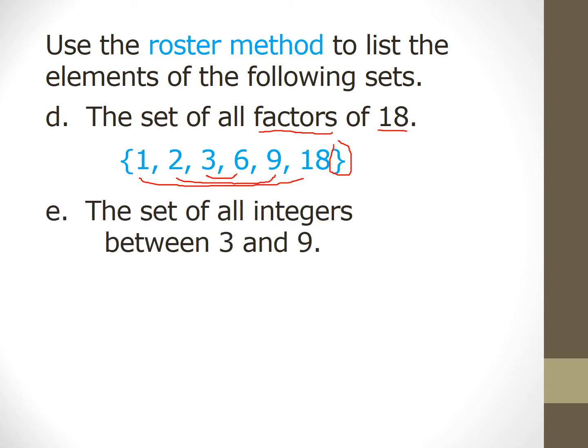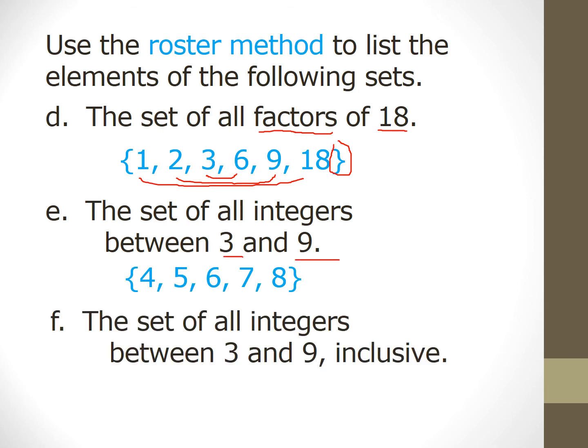The set of all integers between 3 and 9 would look like this: 4, 5, 6, 7, and 8. These are the integers between. Now, strictly between does not include 3, does not include 9. The set of all integers between 3 and 9 inclusive. This word inclusive means you're including both 3 and 9, so it would look like this. So these are all examples of the roster method.